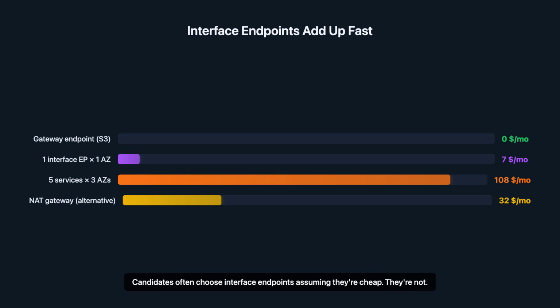Candidates often choose interface endpoints assuming they're cheap. They're not. The exam sometimes asks for the most cost-effective private connectivity. Read the requirement carefully: if it's only S3, the gateway endpoint wins on cost every time.